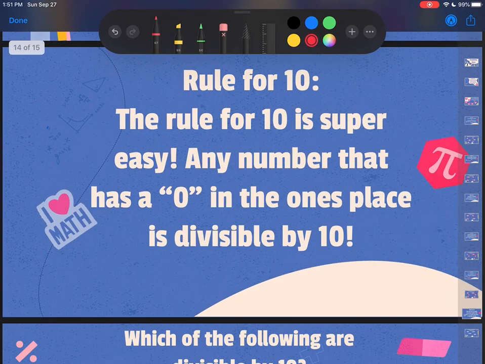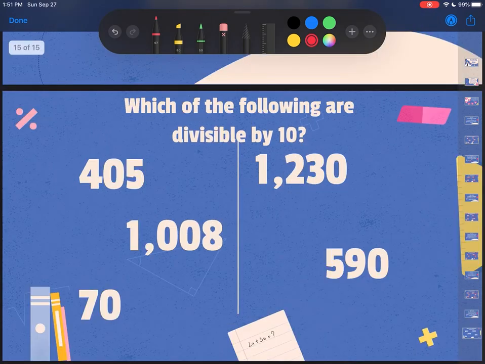So let's try our last rule. Our last rule is for 10. The rule for 10 is super easy. Any number that has a 0 in the ones place is divisible by 10. So let's look. I've got 405, 1,008, 70, 1,230, and 590. Well, we're looking for a 0 in the one spot. That's a 5, so that would not be able to be divided by 10.